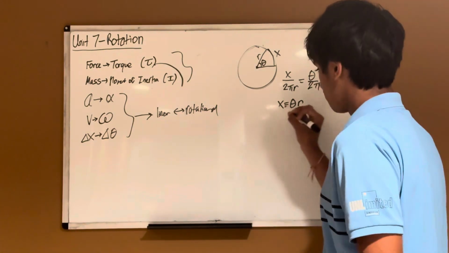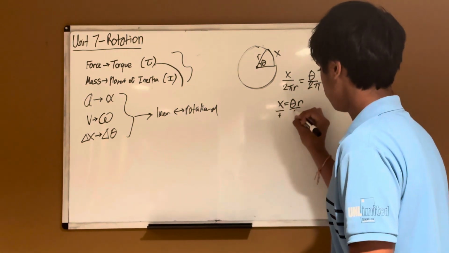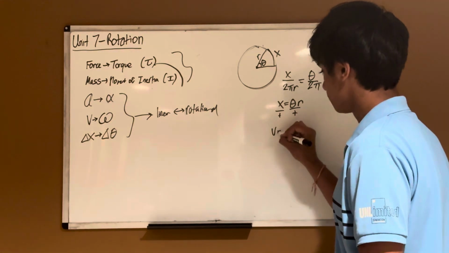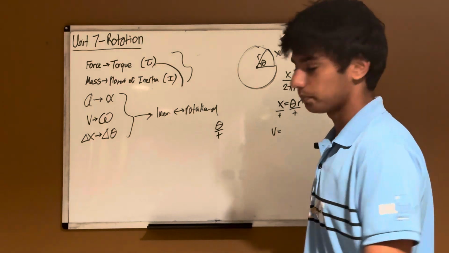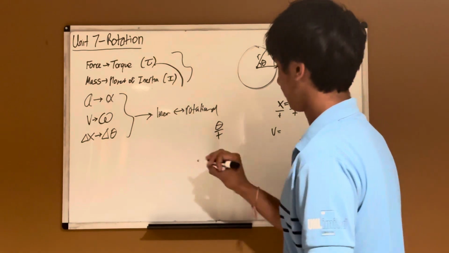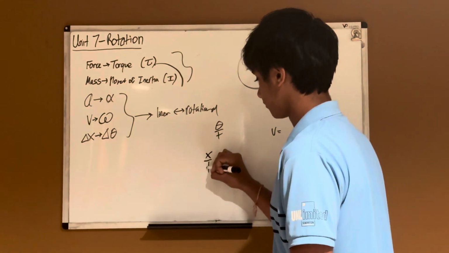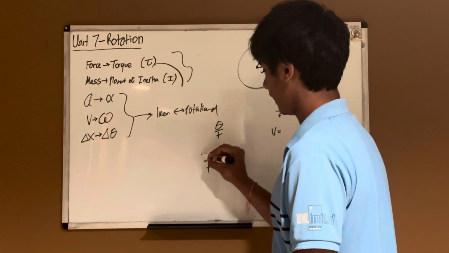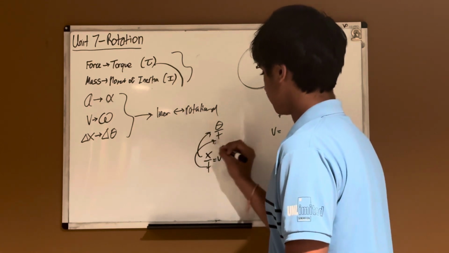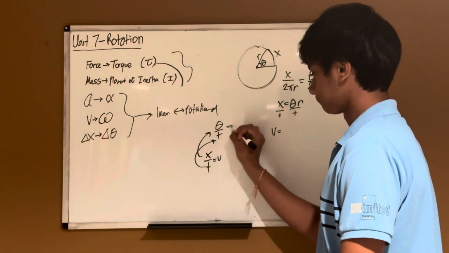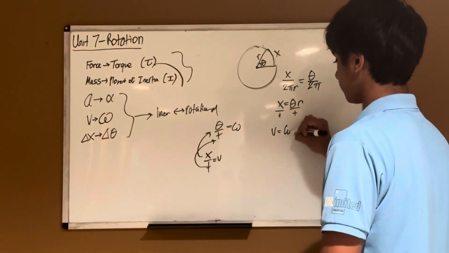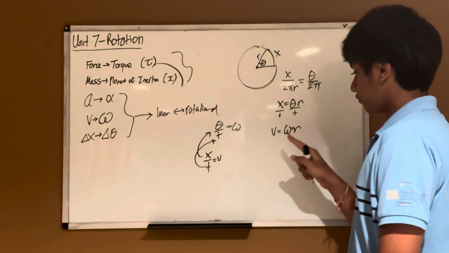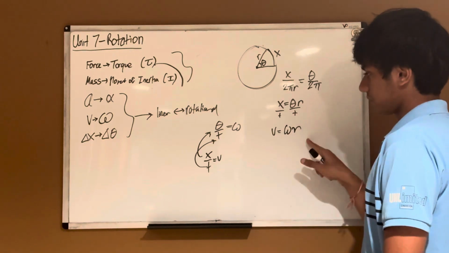Now if we divide by t, we get velocity equals theta over t times r. You might not know what that is, but you know that x over t is velocity, and these are all equal terms. Then theta over t must equal angular velocity. So this is equal to angular velocity times r. So tangential velocity equals angular velocity times r.